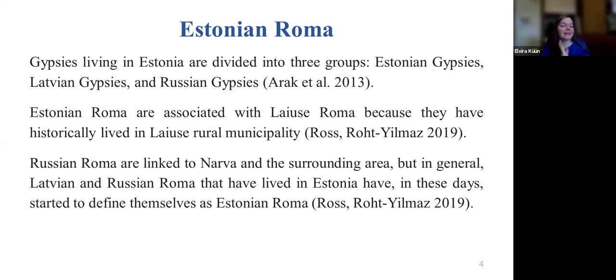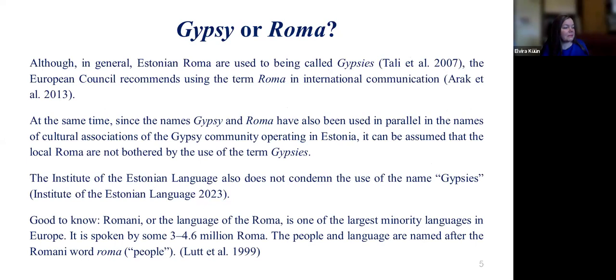Vaatame järgmist slaidi, number 5: kas ikkagi mustlane või roma, kumba terminit peaks kasutama? Kuigi üldiselt on Eesti romad harjunud, et neid kutsutakse mustlasteks, soovitab Euroopa Nõukogu rahvusvahelises suhtluses kasutada terminit roma. Samas, kuna nimetusi mustlased ja romad on kasutatud rööpselt ka Eestis tegutsevate mustlaskogukonna kultuuriühingute nimedes, võib eeldada, et kohalikke mustlasi ei häiri nimetuse mustlased kasutamine. Nagu eespool mainitud, ei taunu ka Eesti Keele Instituut nimetuse mustlased kasutamist.